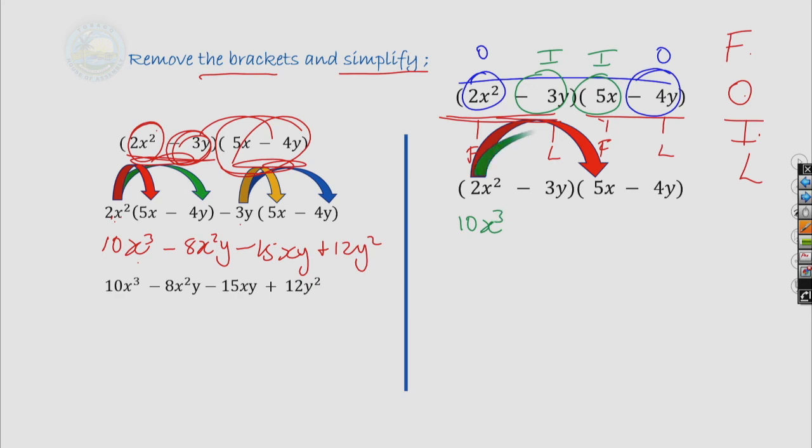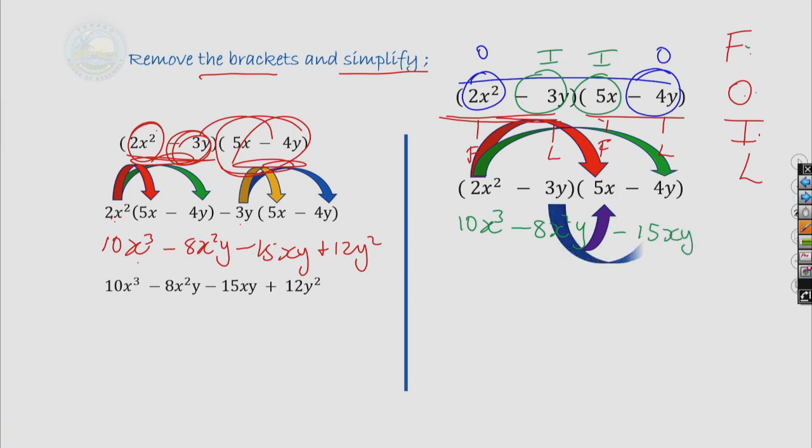And then we go. That is which one now? Yes, you're correct. That is outer by outer. So it's first by first, then the outers, outer by outer. It is 2x squared multiplied by negative 4y. It is going to give me negative 8x squared y. And then we do what? It's FOIL. So we did first by first, outer by outer. It is now inner by inner. Inner by inner is going to be negative 3y by 5x. It's going to give me negative 15xy. And then we do last by last.